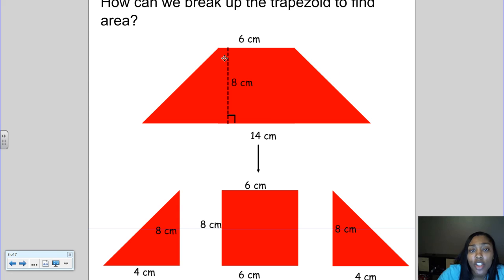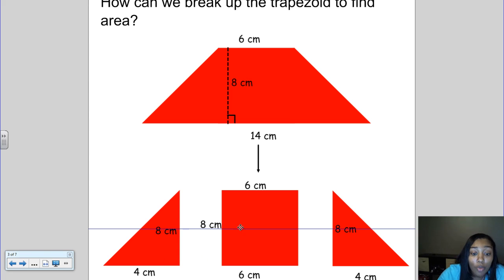I've been given this trapezoid here, and they told me that the top of the trapezoid is 6 centimeters, the bottom is 14 centimeters, and that the height of it is 8 centimeters. I'm going to first break this into parts. When I break up this trapezoid, I notice that I can break it into two triangles and one rectangle. Once I break it into two triangles and one rectangle, I need to fill in the dimensions of each one of those shapes. I need to fill in the base and the height of the triangle, and then I need to fill in the length and the width of the rectangle because I want to find the area.